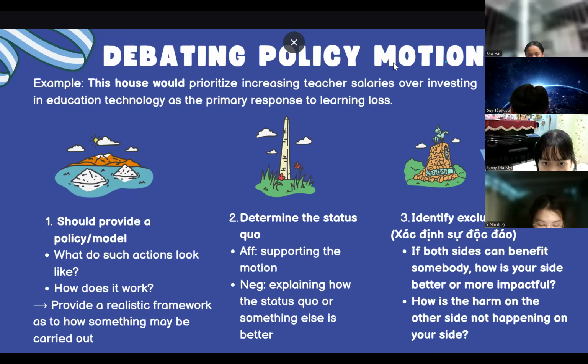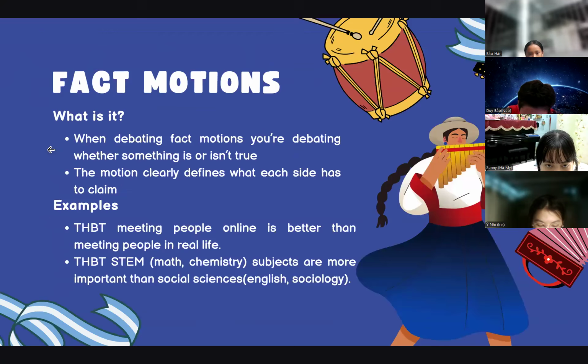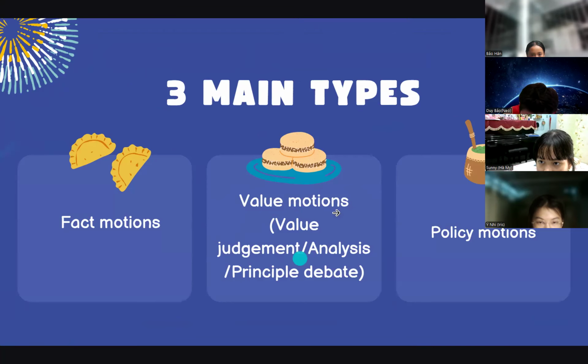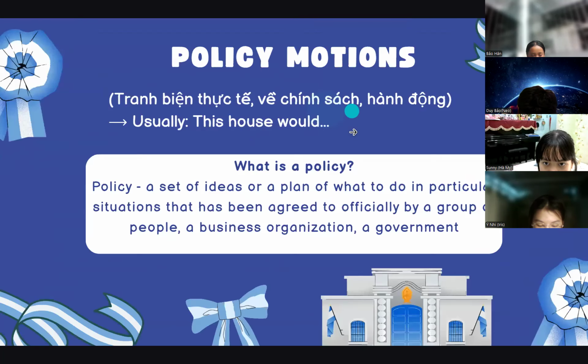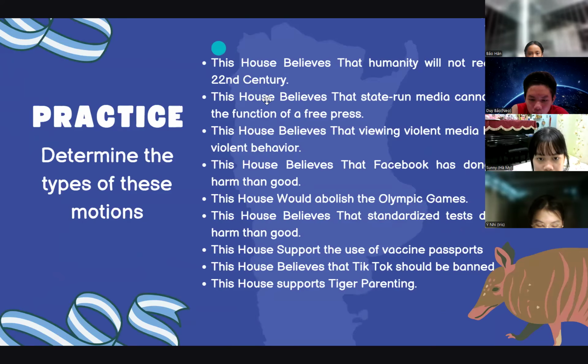Okay, maybe not. So yeah, those are the three main types of motions. We debate value the most, and then we have policy. Fact, we rarely do this. Rarely happens, I guess. Okay, now comes the main part, which is, if we have time, we will try to determine these.